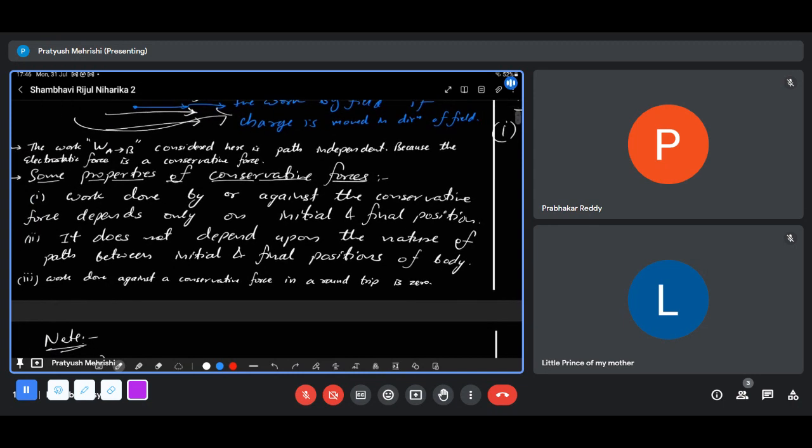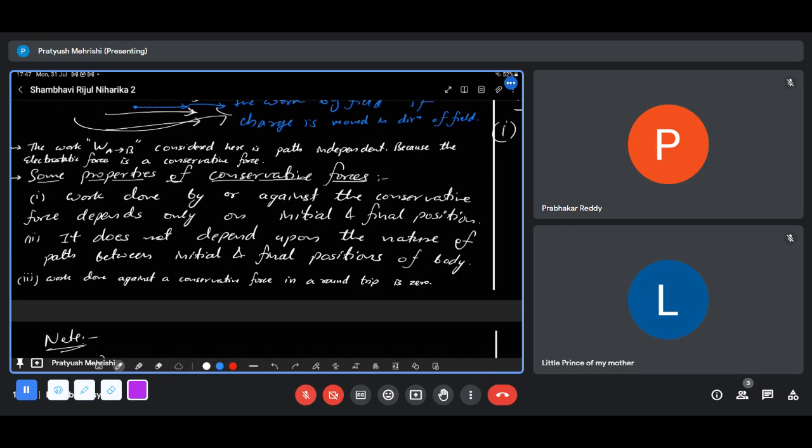Now, some properties of conservative forces. First property: work done by or against a conservative force depends only on the initial and final position. Next, it does not depend on the nature of the path between the initial and final positions of the body. What does it mean? Whatever we are doing here, we will calculate work done only with respect to the final position and initial position. In between what is happening, we are not concerned with that.